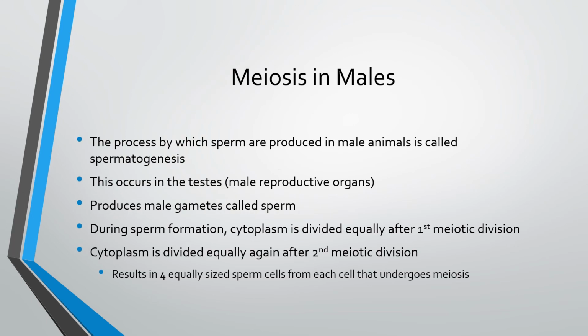Meiosis in males. This differs from meiosis in females in one key way, and we'll get into that right now. The process by which a sperm is produced in a male animal is called spermatogenesis. This occurs in the testes, which are the male reproductive organs. This produces male gametes called sperm. During sperm formation, cytoplasm is divided equally after the first meiotic division. Then, the cytoplasm is again divided equally after the second meiotic division. This results in 4 equally sized viable sperm cells from each cell that undergoes meiosis.